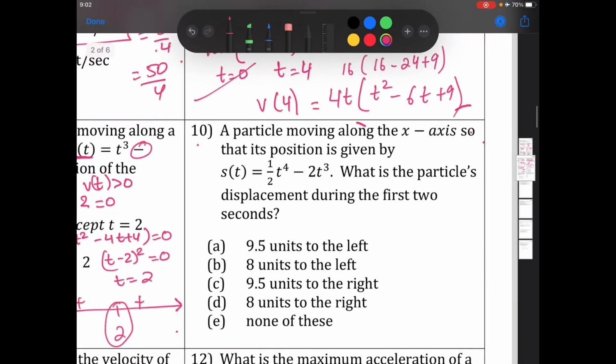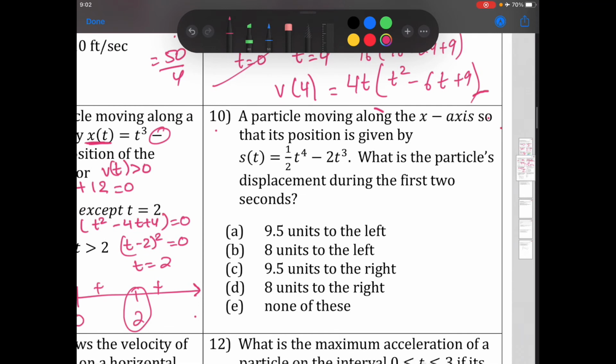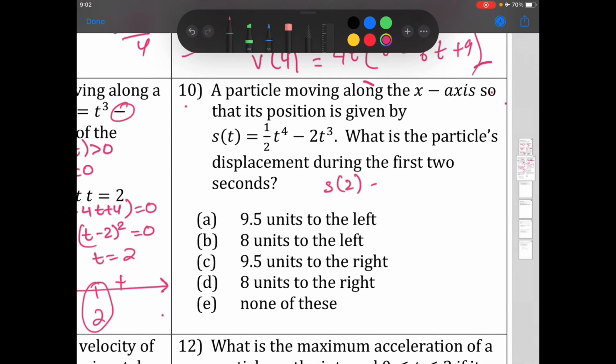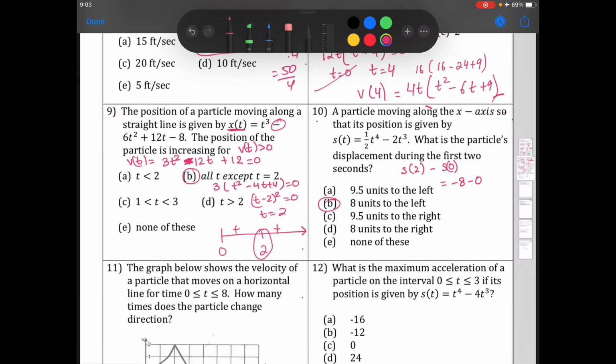Okay. So number 10, a particle moving along the x-axis, its position is given by s of t equals 1/2 t to the 4th minus 2t cubed. What is the particle's displacement during the first 2 seconds? That's pretty straightforward. Displacement is basically your change in position, so it would be s of 2 minus s of 0, right? If I substitute in 2, I get negative 8 minus 0. The negative just tells me that I'm moving 8 units to the left.